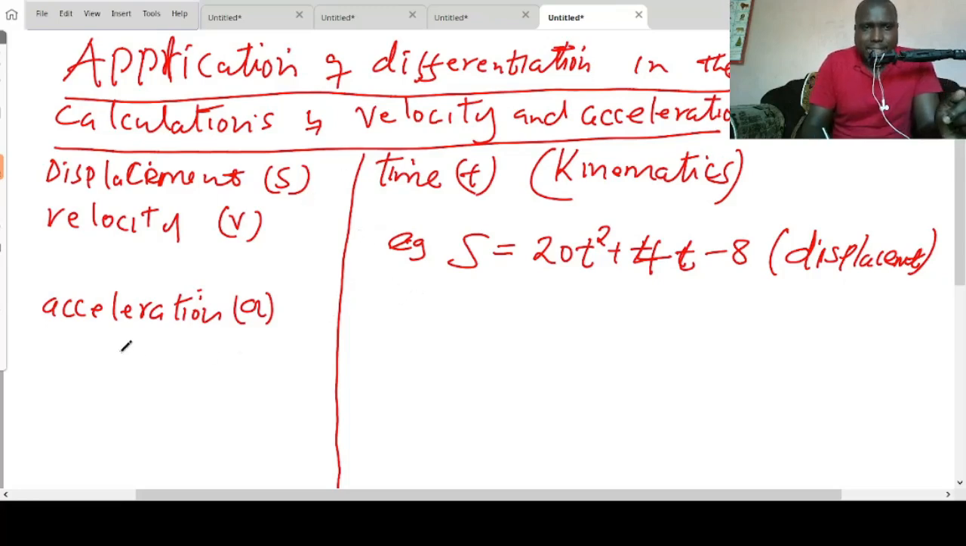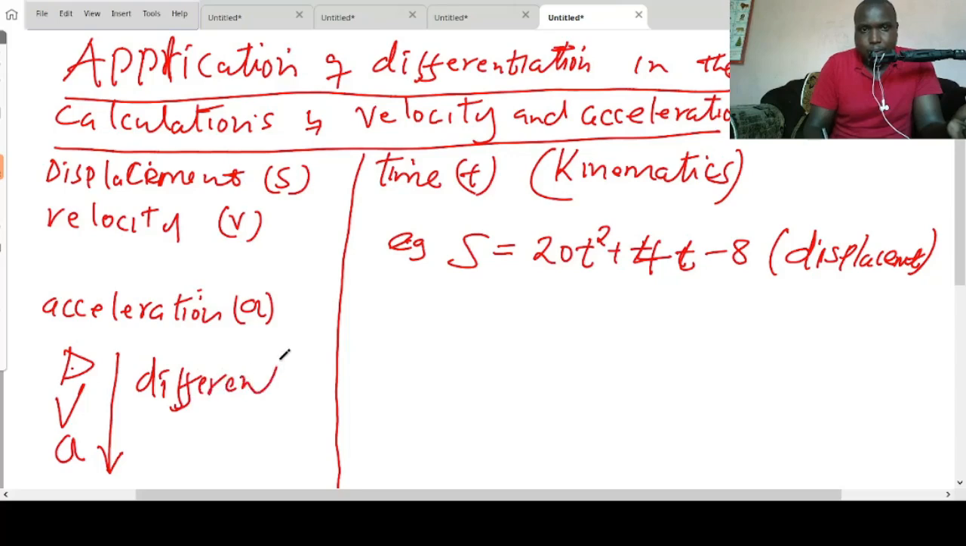If you have displacement, to get velocity, you differentiate once. So displacement, velocity, and then acceleration. If you have displacement, to get velocity, you differentiate. To get acceleration, you differentiate velocity. So here you differentiate down. You differentiate to get velocity. You differentiate velocity to get acceleration.